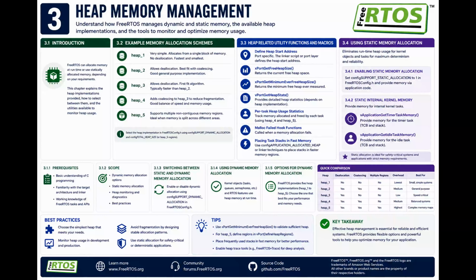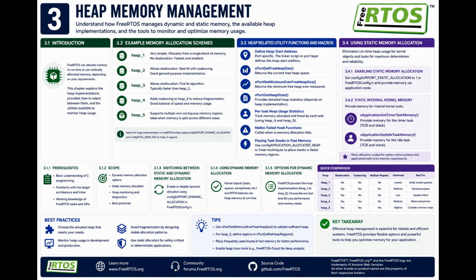In embedded systems, memory is precious, and how you allocate it can make or break your design. This section introduces FreeRTOS's flexible approach to memory management. Kernel objects such as tasks, queues, and semaphores can be allocated either statically at compile time or dynamically at runtime. Static allocation is deterministic and avoids heap fragmentation. Dynamic allocation simplifies the APIs and minimizes the RAM footprint.